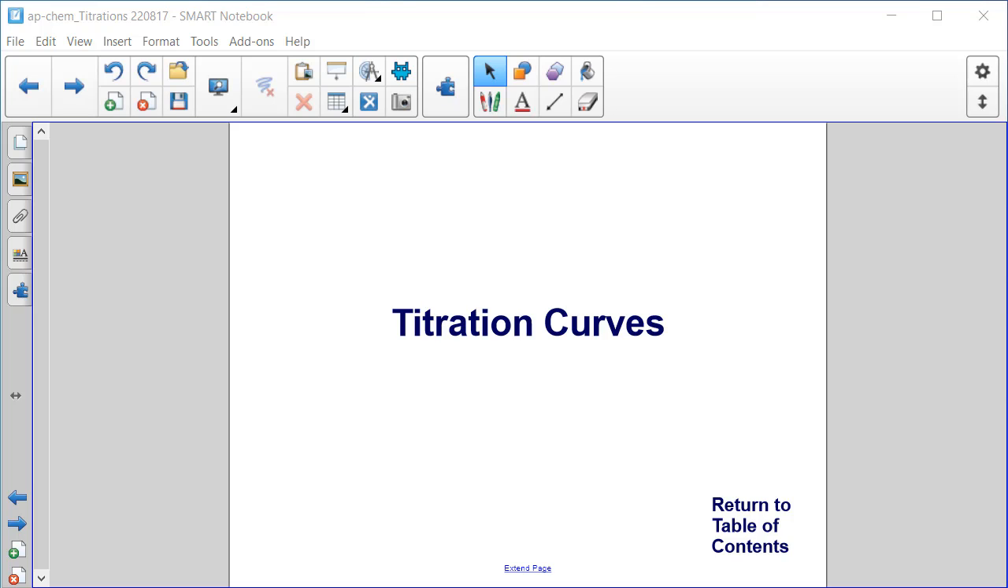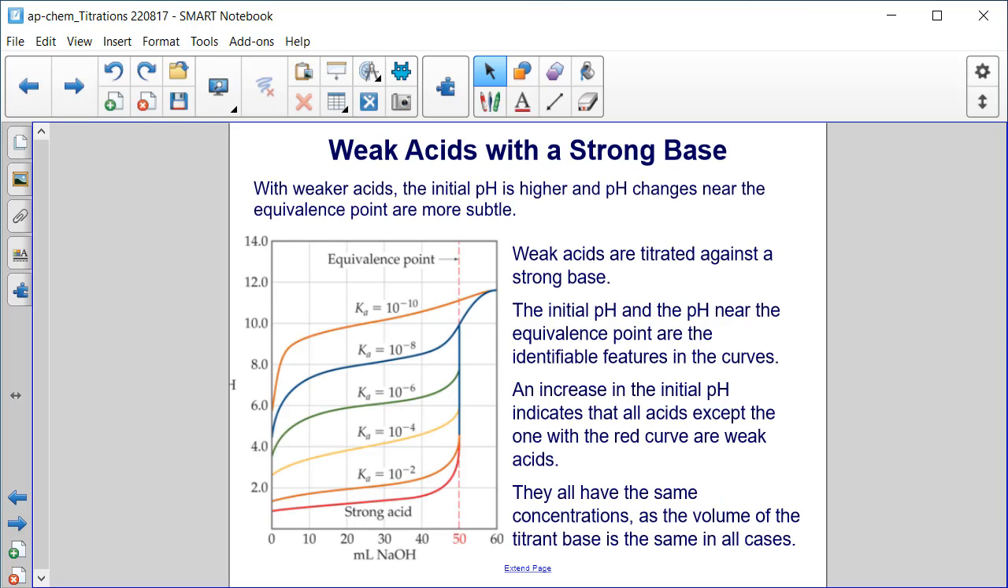All right, in this next section, we're going to take a look at titration curves. Weak acids with a strong base. With weaker acids, the initial pH is higher and pH changes near the equivalence point are more subtle. Weak acids are titrated against a strong base. The initial pH and the pH near the equivalence point are the identifiable features in the curves.